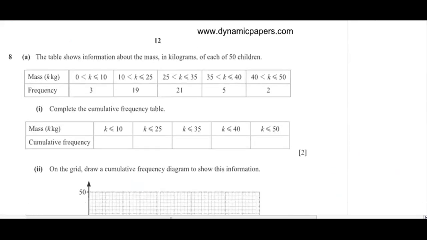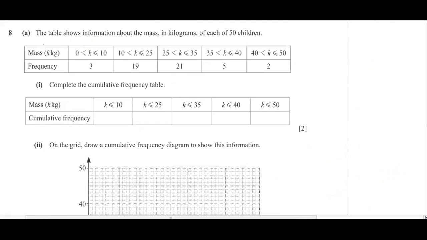Okay, next, statistics portion. The table shows the information about the mass in kilograms of 50 children. The total number of children is 50. These groups are given there. You have to complete the cumulative frequency table.